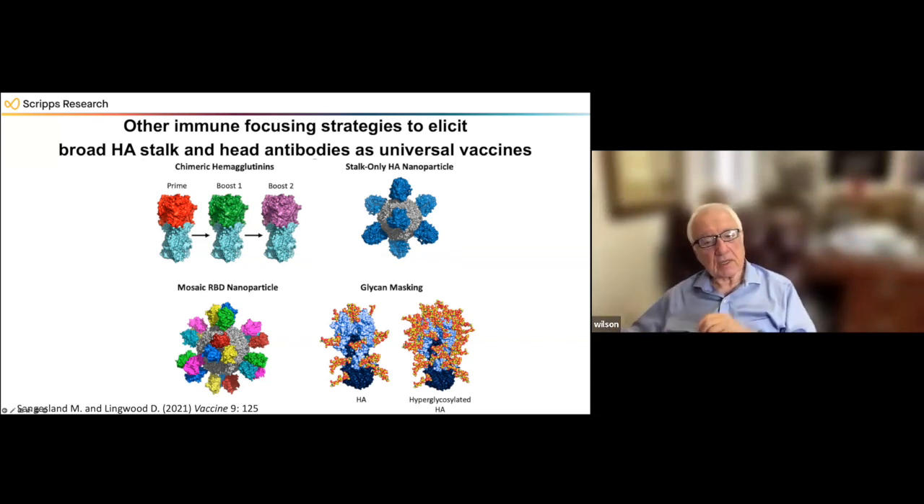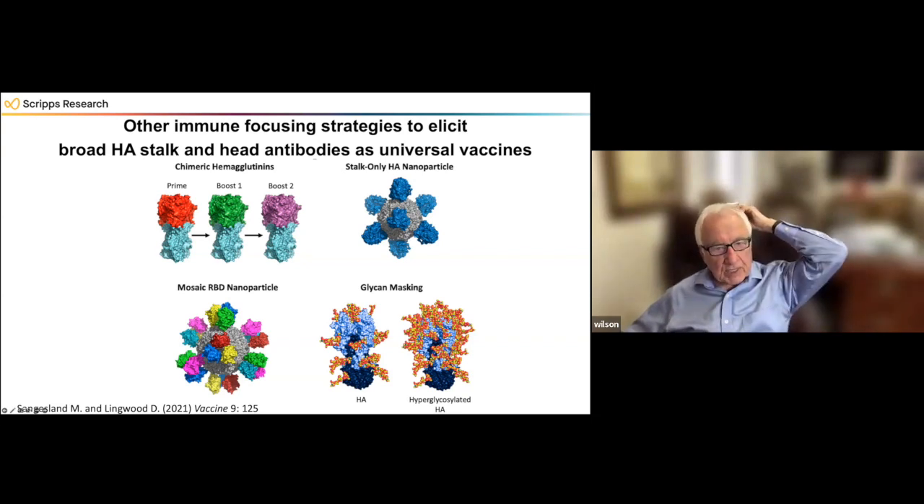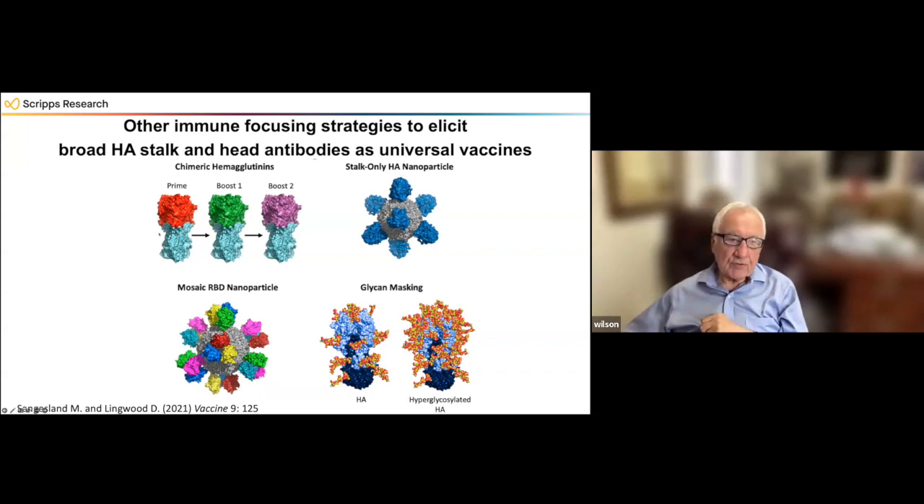Then Peter Palese and Florian Kramer also wanted to try to get a vaccine response against the stem here, the highly conserved stem. So they thought, well, if we put different heads on there, heads that we had never seen before, then we can maybe elicit more antibodies to the stem by priming and boosting, and the only conserved part would be the stem. And in fact, that's what they did.